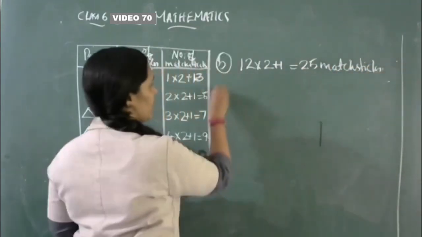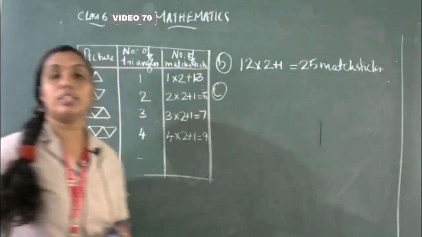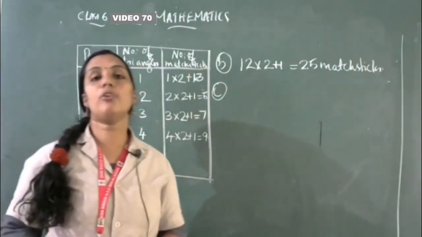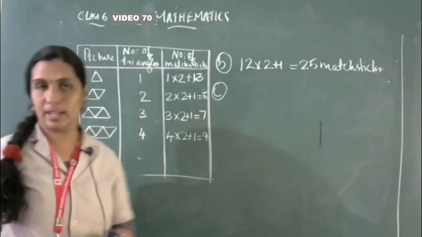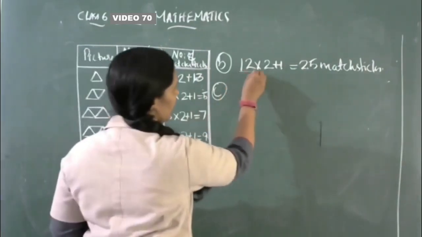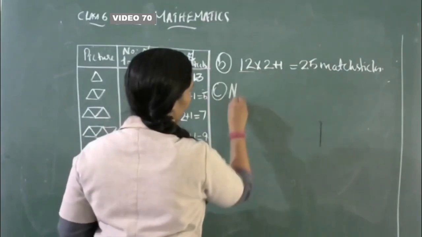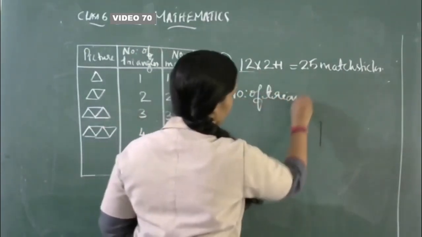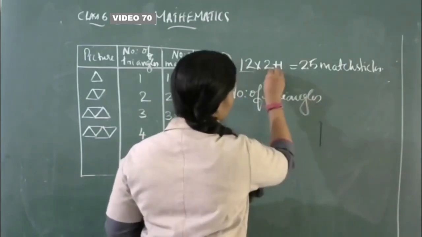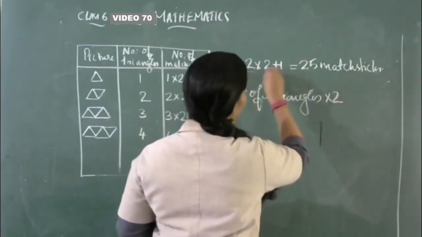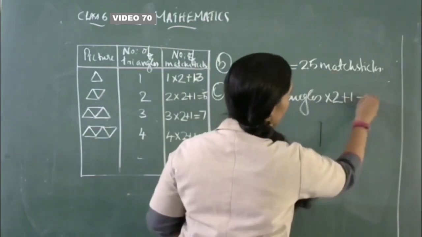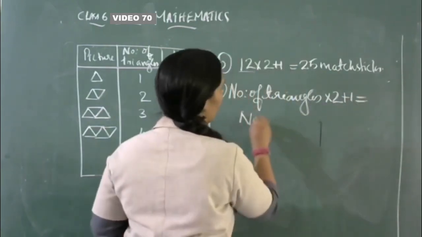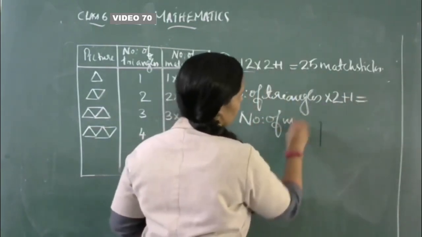Now, in the C question, we have to find out the relation between the number of triangles and the number of matchsticks. Here the 12 is the number of triangles. So, we can write: the number of triangles is multiplied with 2, then add 1 to get the number of matchsticks.